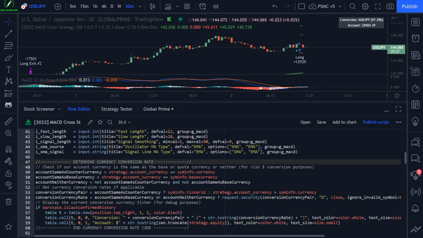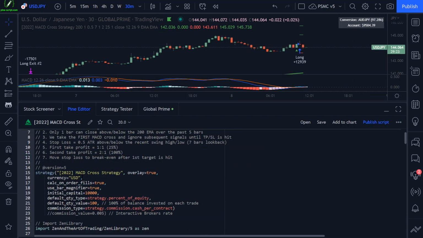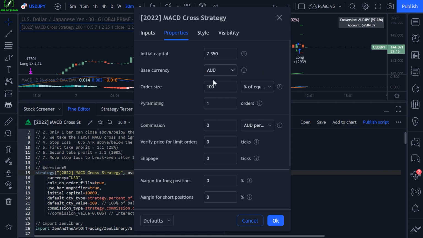But with all that said, let's wrap up this video by quickly adding in this code that I'm talking about. So the first thing I've done here is I've set my base currency to US dollars in the strategy annotation function. That way, whenever we add a script to our chart, most of you, I imagine, would be trading in US dollars.